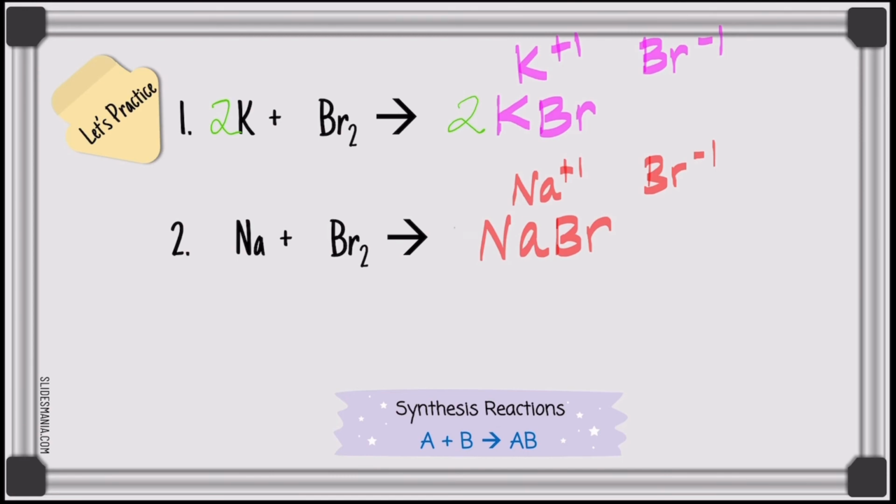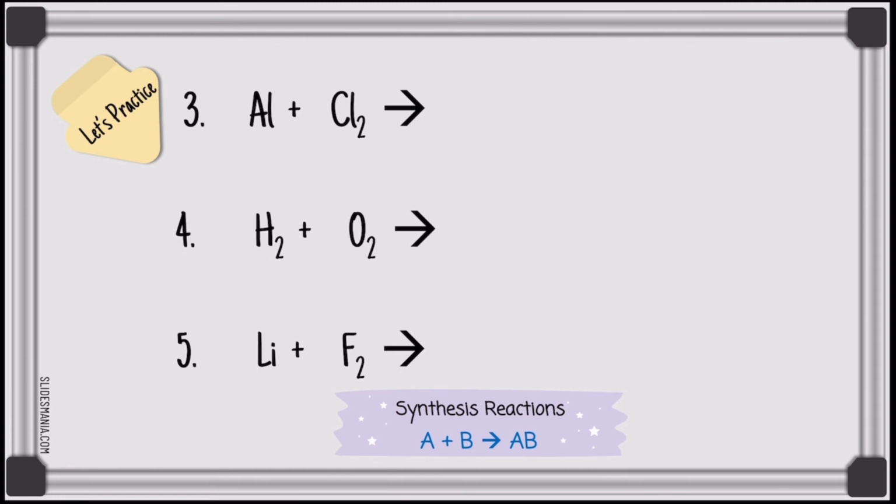We would put a 2 in front of the sodium bromide and another coefficient of 2 in front of the sodium. So our coefficients for this balanced equation are also 2, 1, 2. Take a moment to try the next 3 examples on your own. Pause the video and then check to see if you got the right answers.